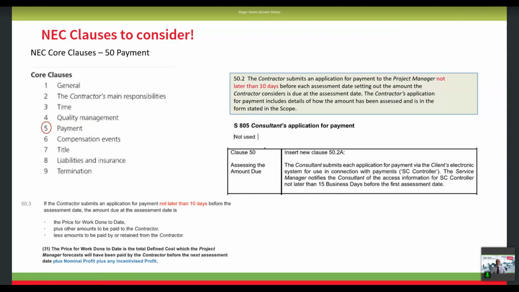Another part to this is 50.3, which I want to pick up here, where there's a phrase called the Price for Work Done to Date. You can see that's all capitalized, and then under 11.2(31), the Price for Work Done to Date is the total Defined Cost. That in itself has a capitalization, so you have to understand what Defined Cost is, and we'll pick that up in a bit. But we're now picking up some new terms because they're in blue, plus nominal profit, plus incentivized profit. And I'll come on to that again in a minute.